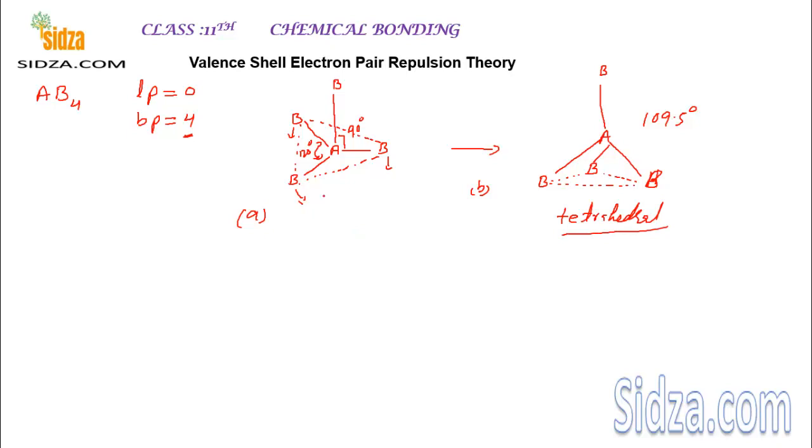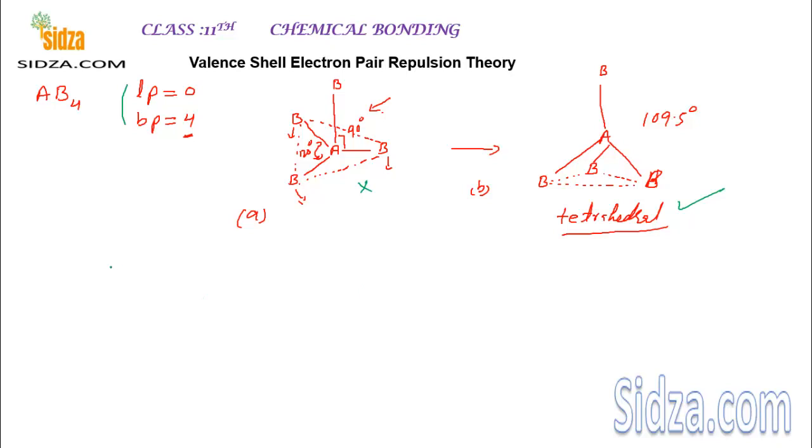and out of the two shapes this is most stable, because in the other one you got a 90 degree bond angle. So 90 degree bond angle means the repulsion will be more between the two bond pairs, and if you increase the bond angle from 90 to 109 degree, then it will be the stable one, right? So out of the two, this second shape is the most stable one. That is why we say AB4 type molecule with 0 lone pairs and only 4 bond pairs, the shape is always tetrahedral and not like this.